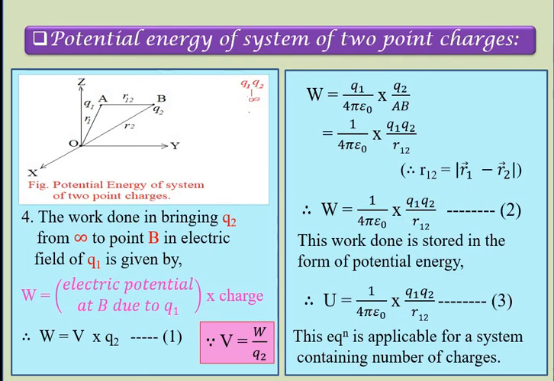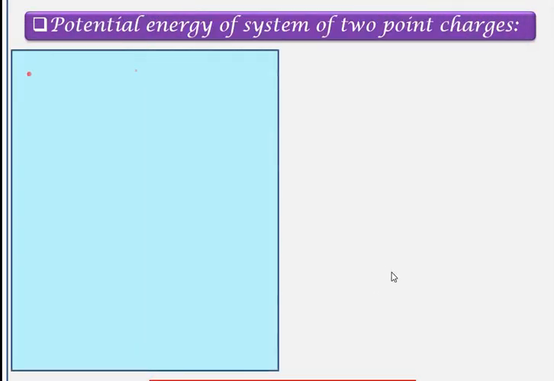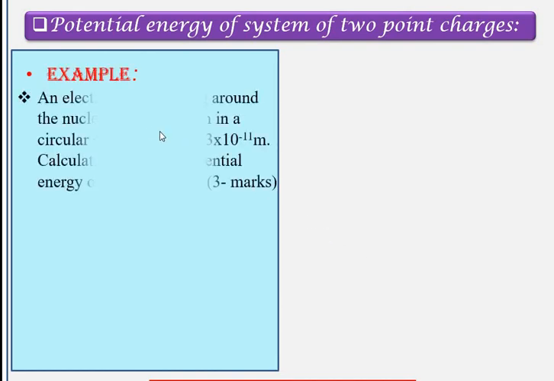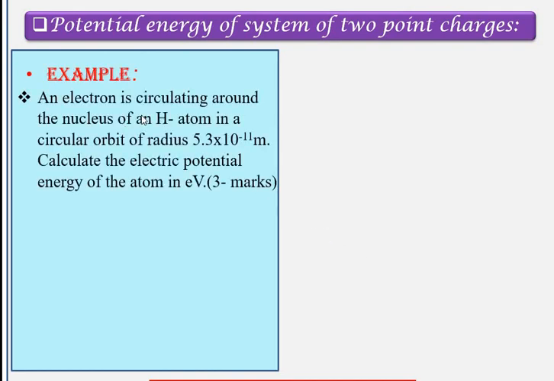Using this formula, we have to take one example related to this point. See the example. An electron is circulating around the nucleus of a hydrogen atom in a circular orbit of radius 5.3 into 10 raised to minus 11 meter. Calculate the electric potential energy of the atom in electron volt. This example is near about 2 to 3 marks.